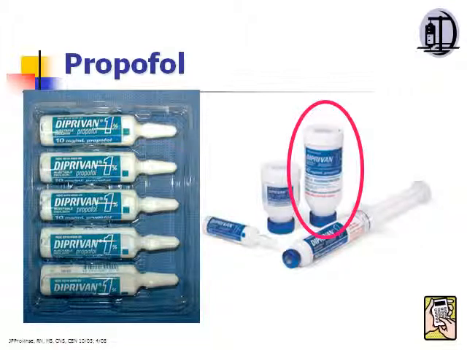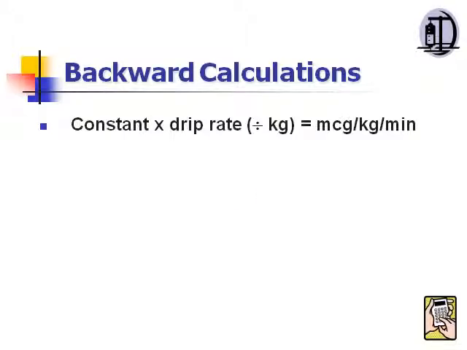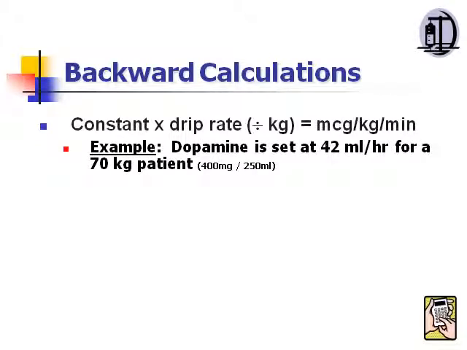All right, backwards calculations. Let's do some more practice. So here's your constant times your drip rate divided by kilograms equals your mics per kilo per minute. So we've figured out our constant now, and now let's put it into use.